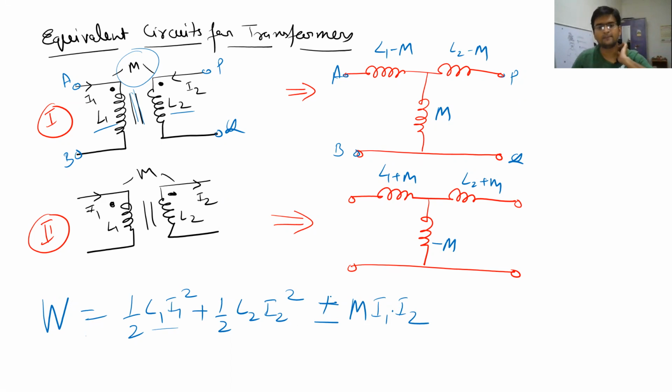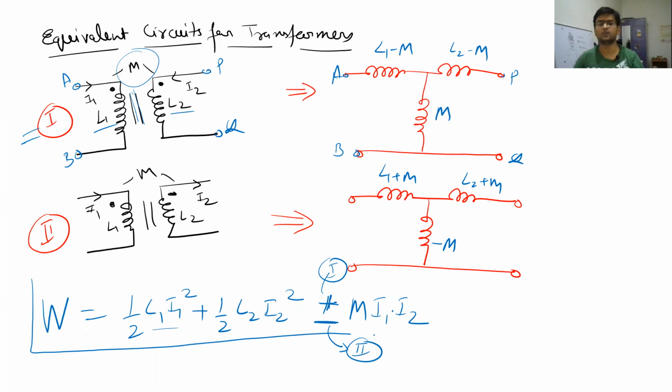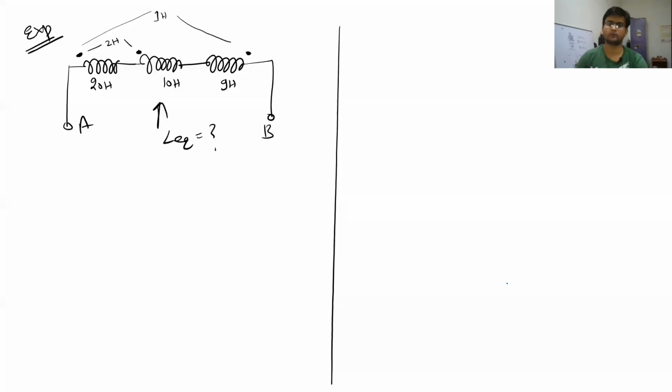So this will be plus for the case 1 circuit, when the circuit is supporting or fluxes are being added, and the negative sign will be for the case 2 circuit. So this is the total magnetic energy stored in this transformer, right? So you have to remember this formula. Now let us do some examples.